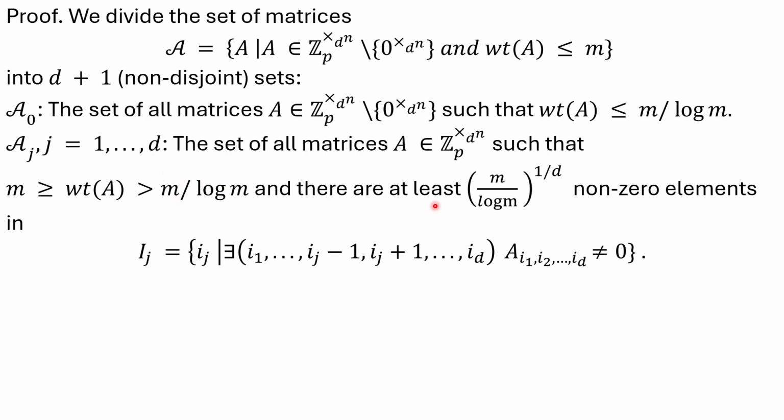And there are at least (m / log m)^(1/d) non-zero elements in this set Ij. Ij is the set of indexes ij where there is some entry a_{i1...id}, where we use ij, which is not equal to 0.